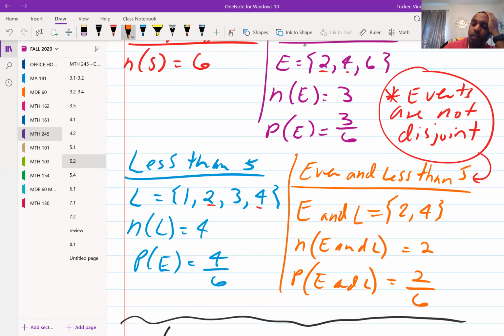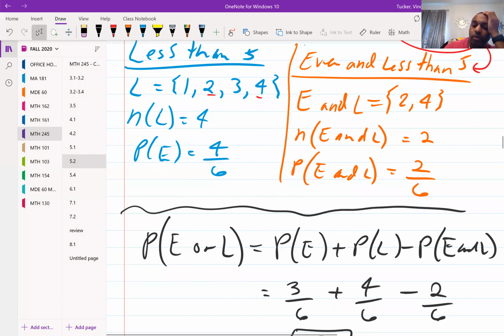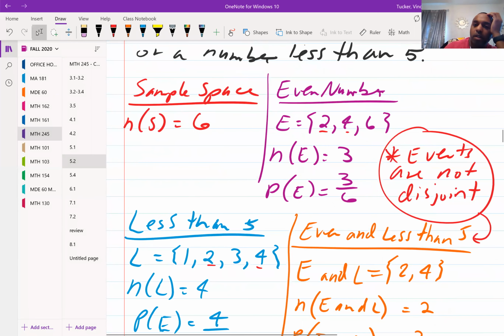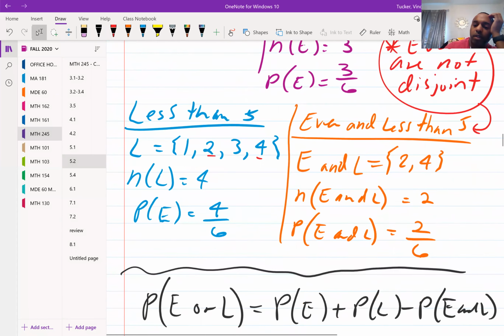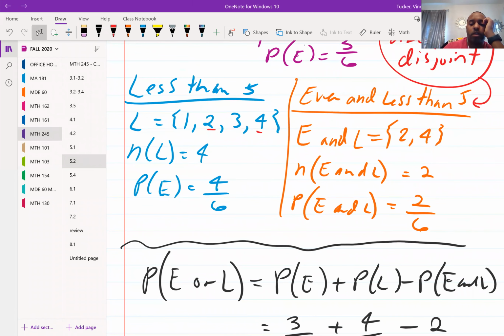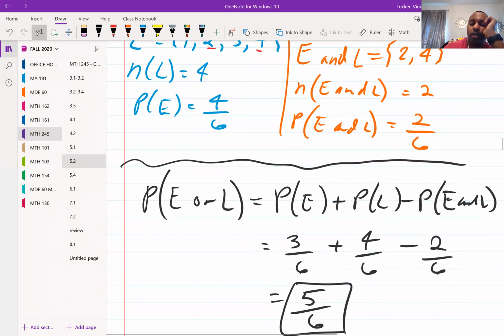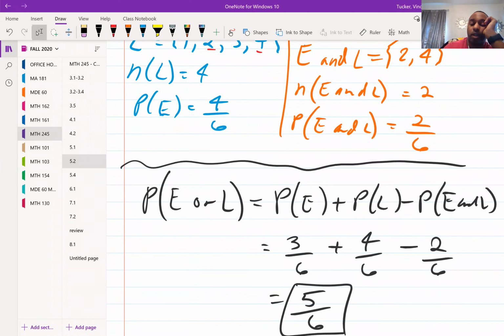So we got 4/6, 3/6, and 2/6. Put them in the formula. Probability of E, where E was even number for us, L was less than 5. So that's 3/6 plus 4/6, and then minus 2/6, which is for even and less than, and that'll be 5/6 as our probability.